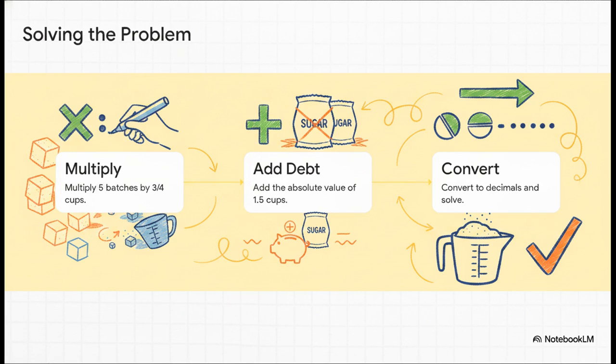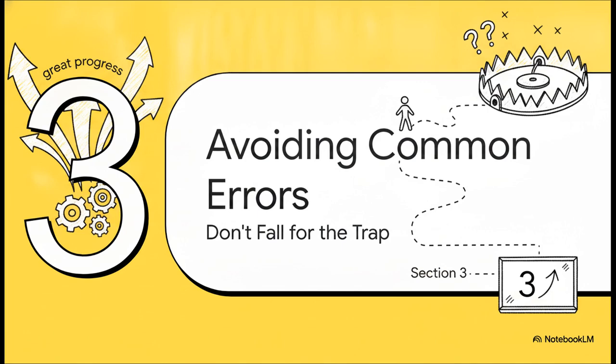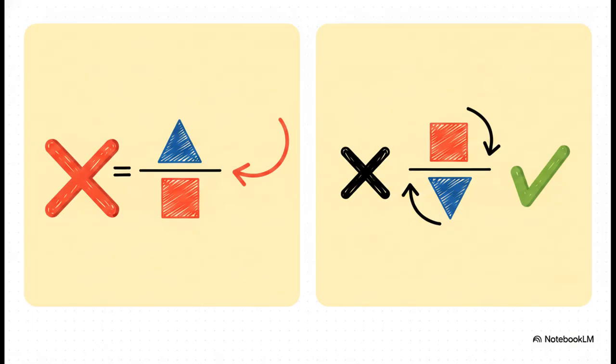So 3.75 plus 1.5 gives us a grand total of 5.25 cups of sugar to buy. Section 3, Avoiding Common Math Errors. We're making great progress, but we definitely need to watch out for a major trap here. This brilliantly illustrates one of the absolute most common mistakes students make.